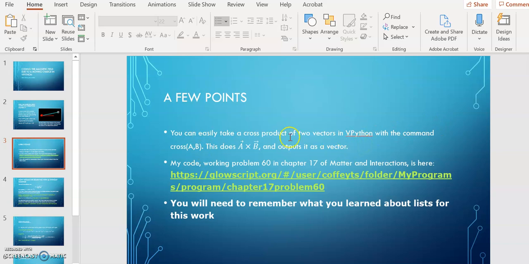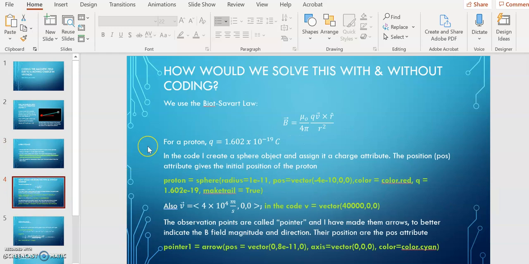Now I've got a link to my code shown here, and I'm going to go straight to it in the code. Remember that if we discussed lists in some previous lectures, you'll need to remember what you learned about lists in order to do this homework. So I'm going to show you in white what you would do analytically, and then in the green color what that looks like in the code.